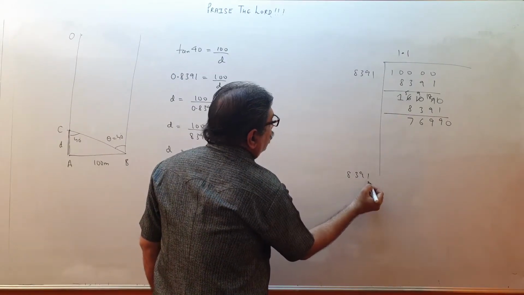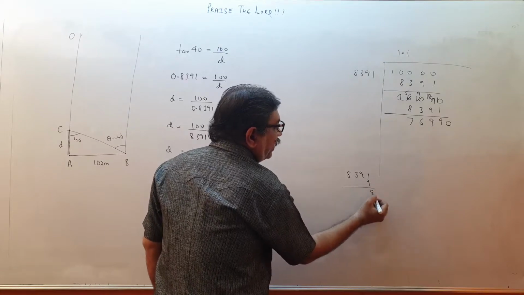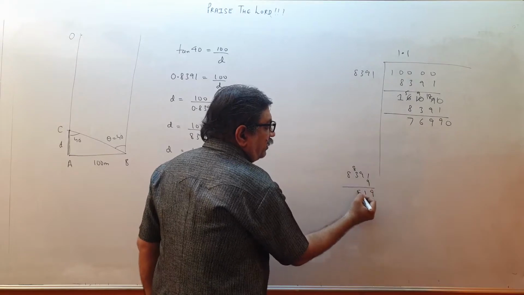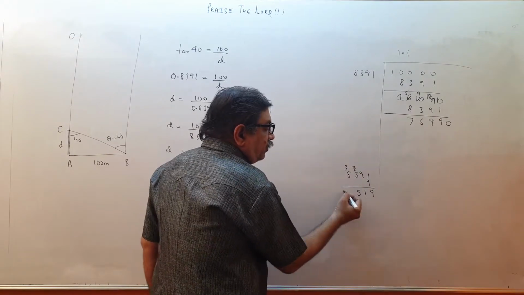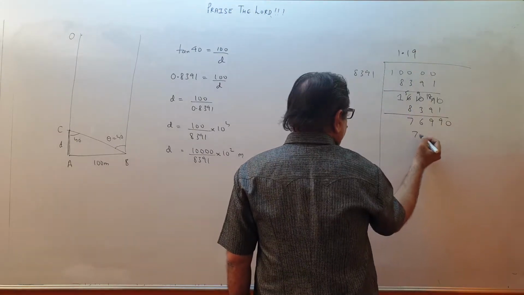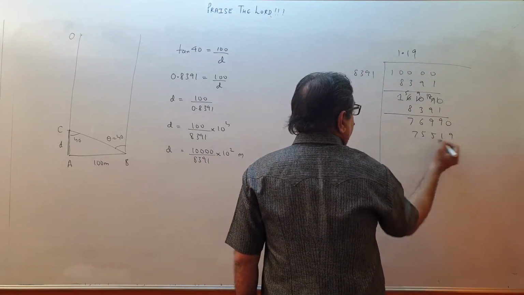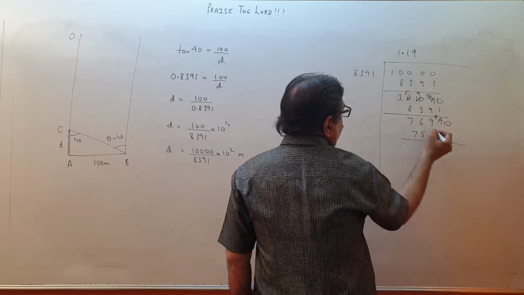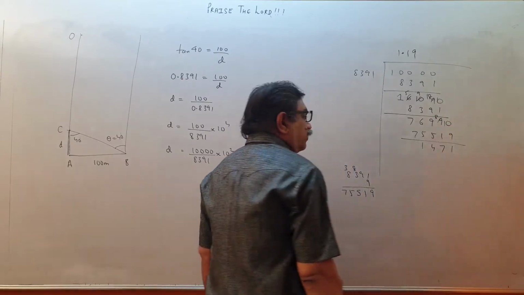8391 into 9. 1 9s are 9. 9 9s are 81. 3 9s are 27 and 35. 8 9s are 72 and 75. Yes, it will go 9 times. 9 times 7, 5, 5, 1, 9. Subtract. This is 8, 1, 7, 4, 1, 4, 7.